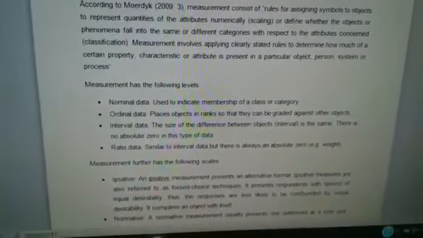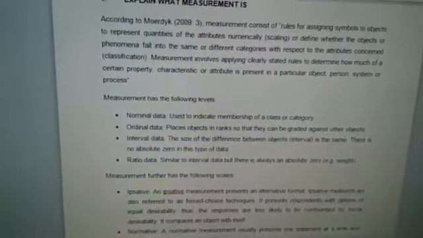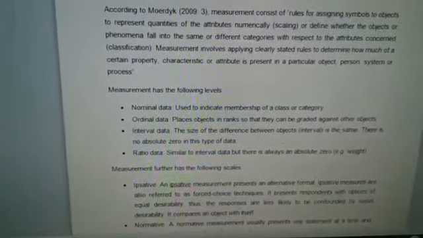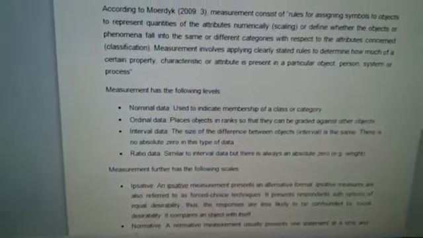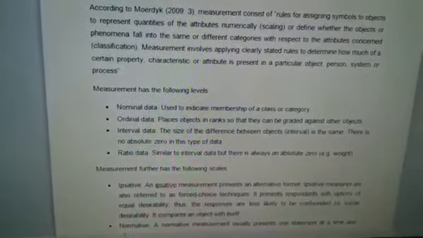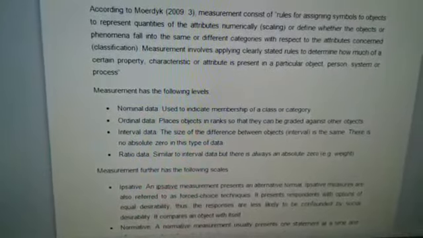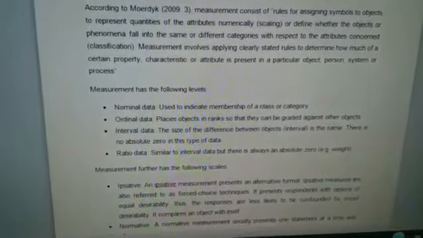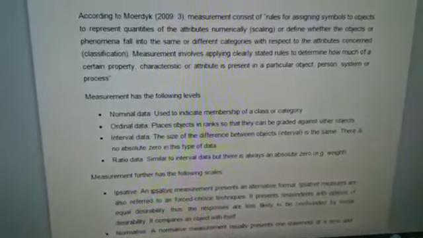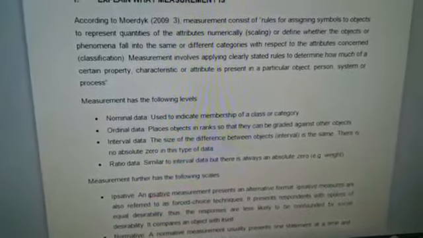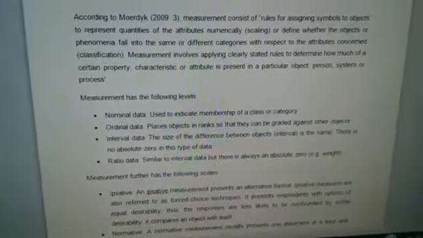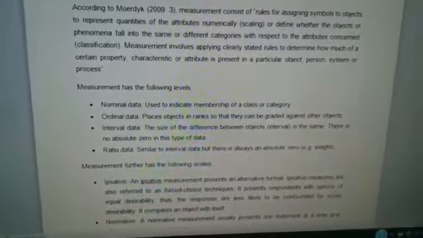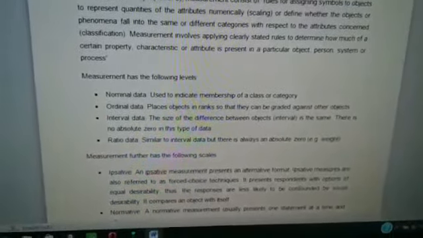So now measurement is divided into 4 levels. We have nominal data, which is used to indicate membership of a class or category. Then we further have ordinal data, which places objects in ranks so that they can be graded against each other. And then we have interval data, which is the size of the difference between objects. In this case, there's no absolute zero in the type of data. The last one is ratio data, which is similar to interval data, but there's always an absolute zero.